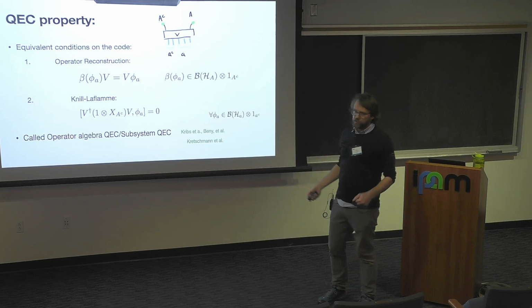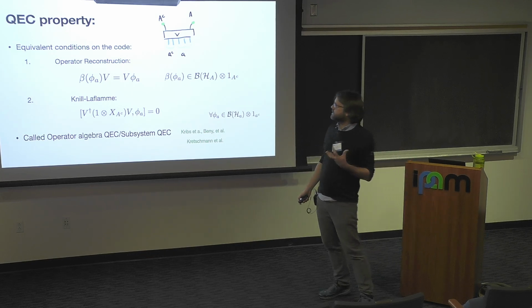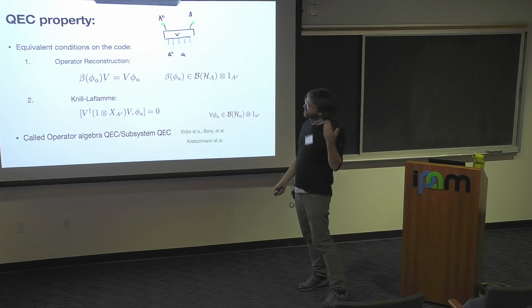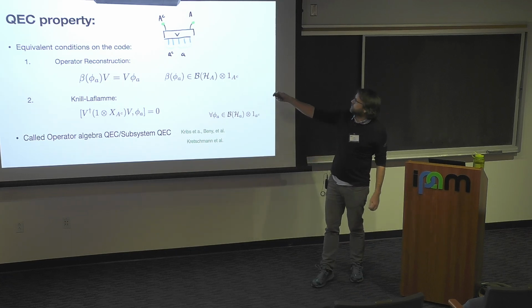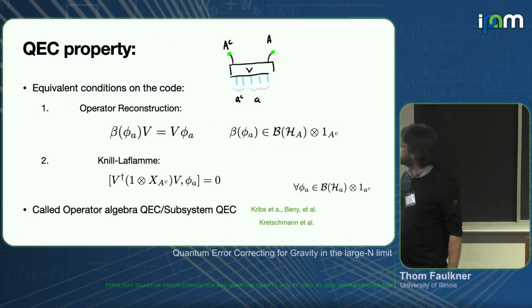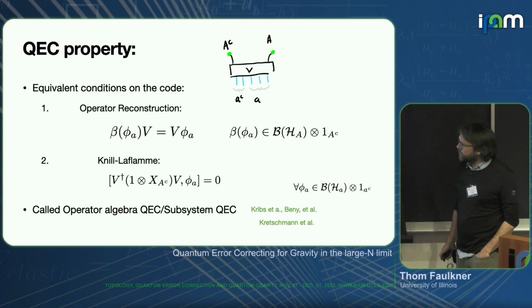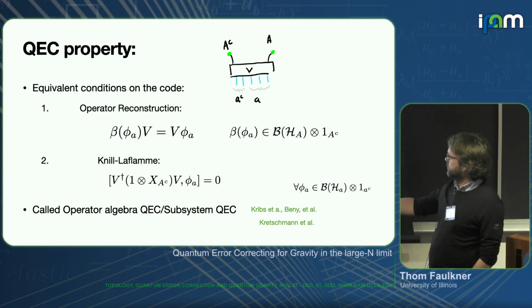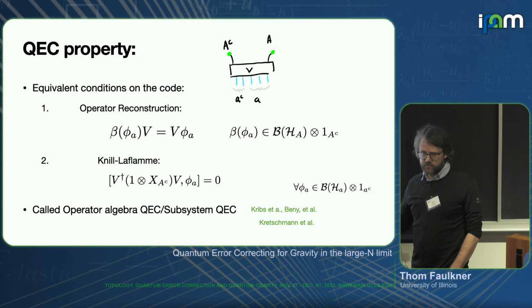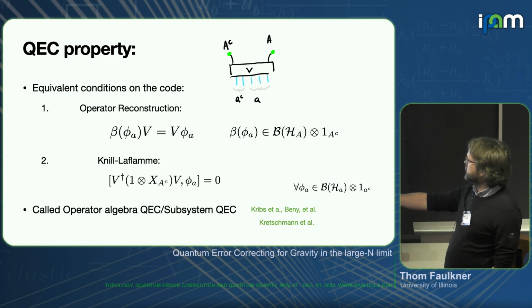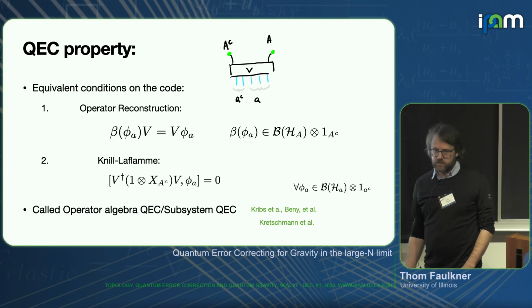This quantum error correction property can be seen in various ways, but there are equivalent conditions to check whether this V here has this quantum error correcting property, and I want to focus on two of them. So these are equivalent. If I have one of these, that implies the other, and vice versa. The first one goes under the name of operator reconstruction.